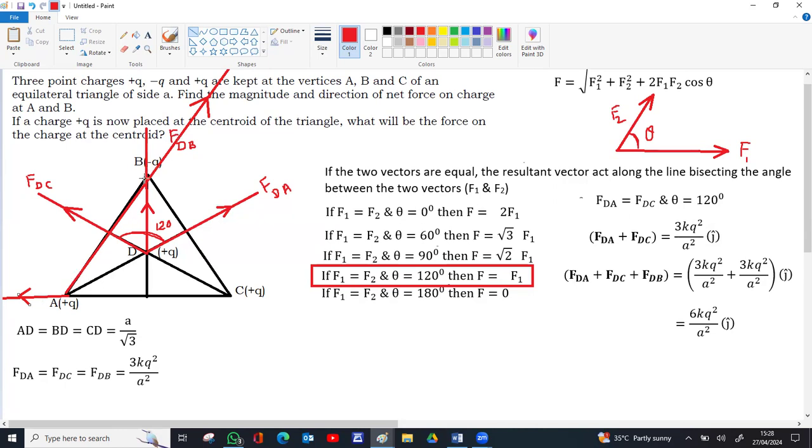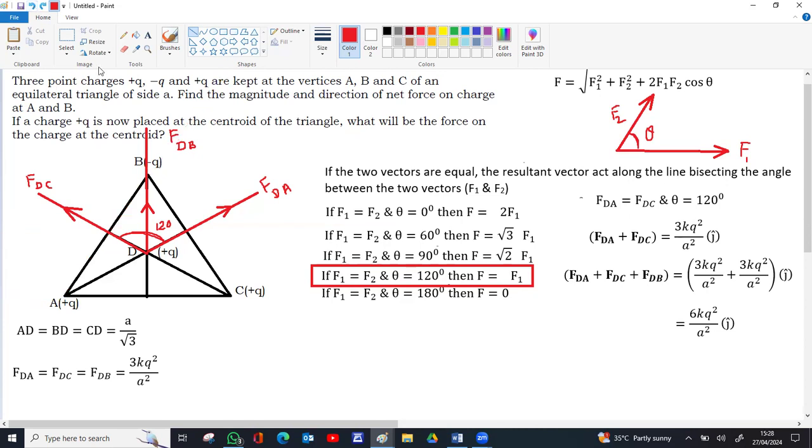This force is k, Q into Q, square, the side is a, kq square by a square. Even this force also, magnitude wise, kq square by a square. So FAC and FAB are both equal and the angle is 120 degrees. So the resultant is also kq square by a square, which will be along the line bisecting these 60 degrees. So that's the resultant force on A.